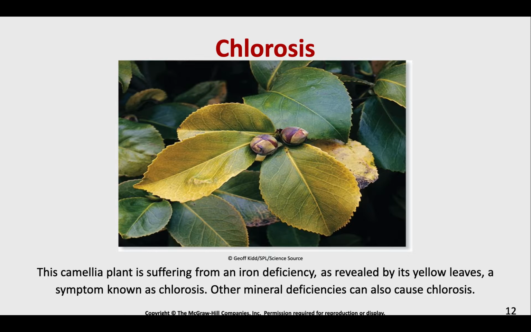All right, so chlorosis is a pretty iconic way of trying to figure out if there's a nutrient deficiency: look for yellowing of leaves. So this plant here is suffering from an iron deficiency. It has these yellow leaves. But many other minerals, if they're deficient, will also show this yellowing, this chlorosis.